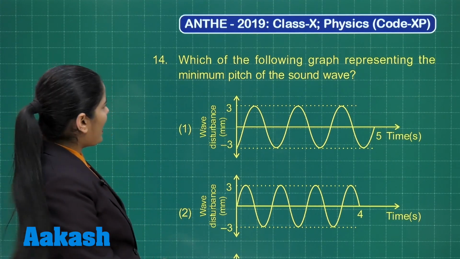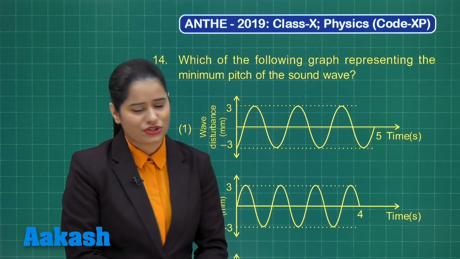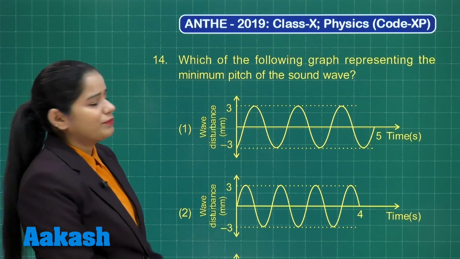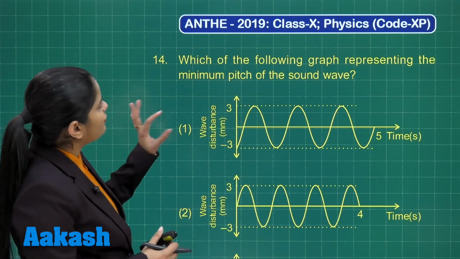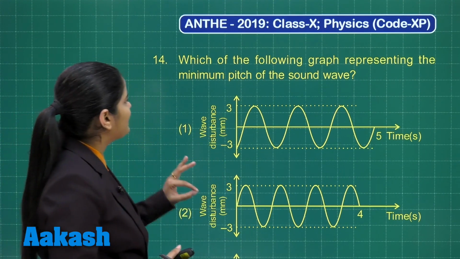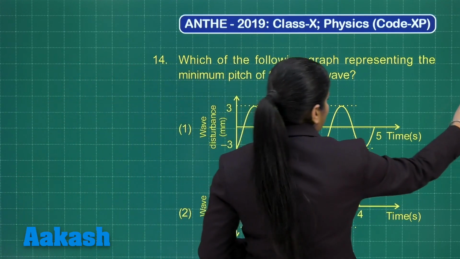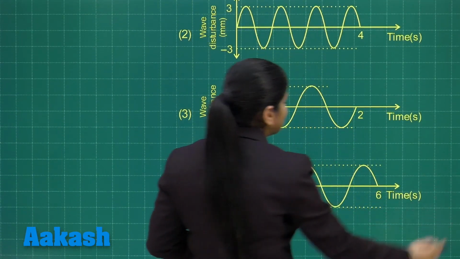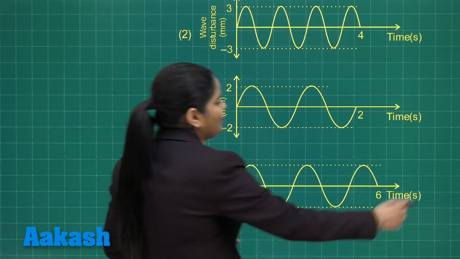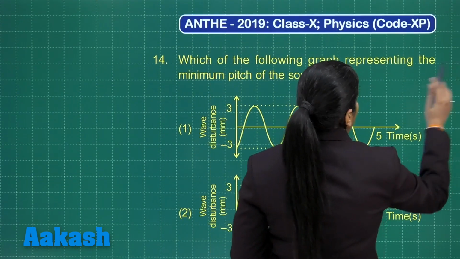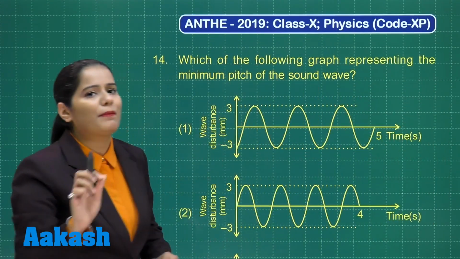Now here we have question number 14 for our discussion. This question is from the chapter sound. This says: which of the following graphs represents the minimum pitch of the sound wave. You can have a look at this question. This contains these 4 sound waves and we need to pick the sound wave that is representing minimum pitch.